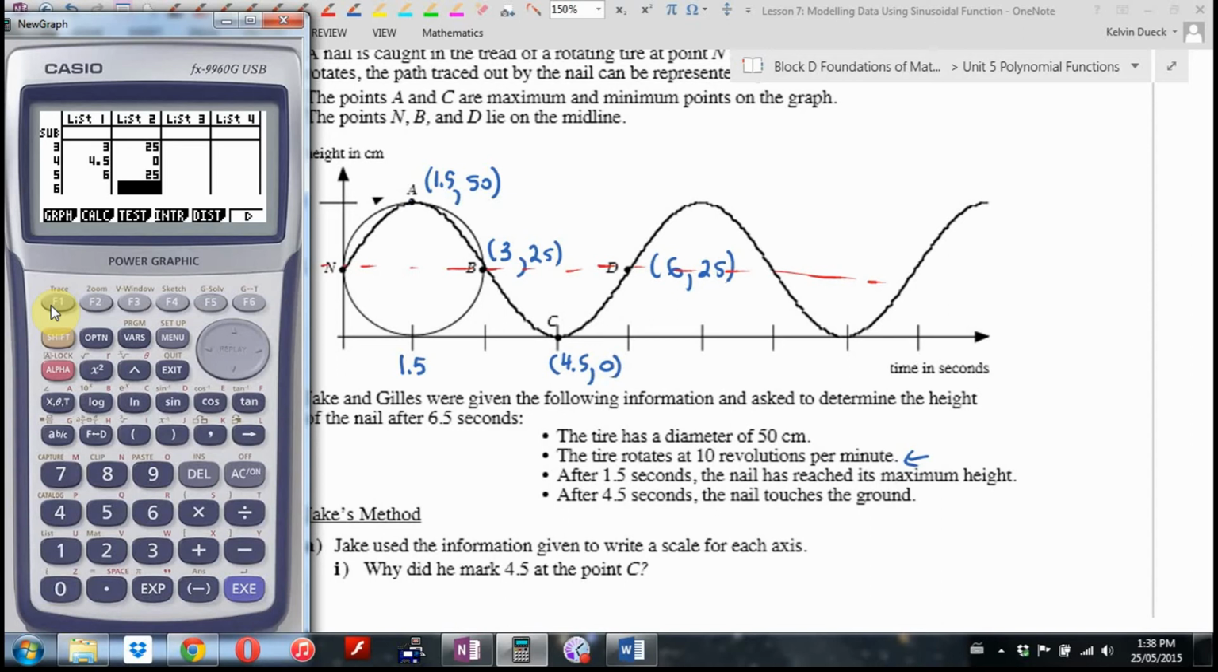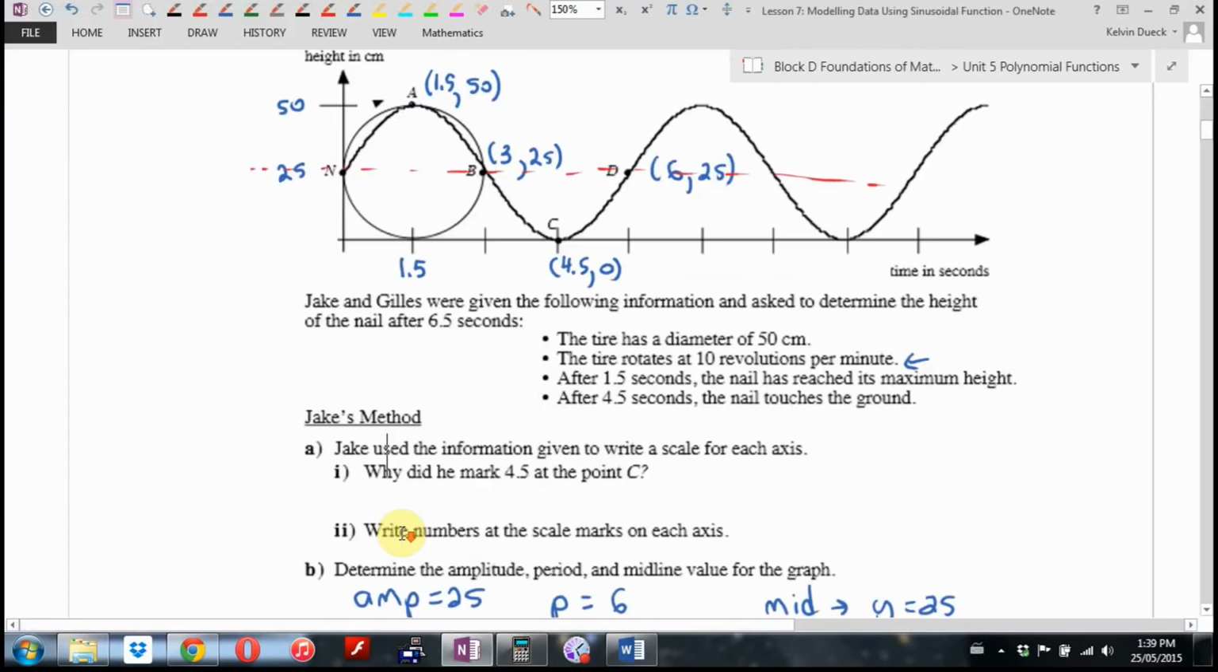Hopefully, if I hit graph 1, does that look sinusoidal? Does it look like a trig function? Okay. Yep. I'm a bit confused as to how B was 2 pi over 6.